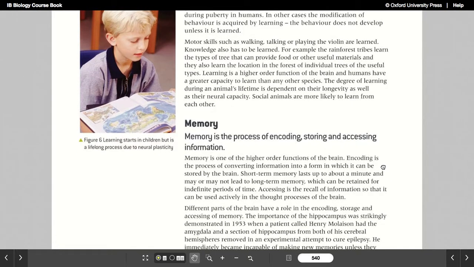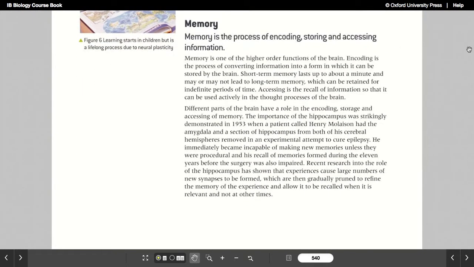I'm going to skip the rest of this paragraph because I don't think you guys really need to worry about it. And learning is also going to involve memory, because if you cannot remember what you have learned, then you haven't learned anything.